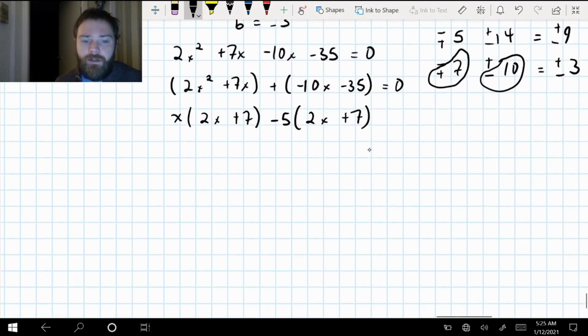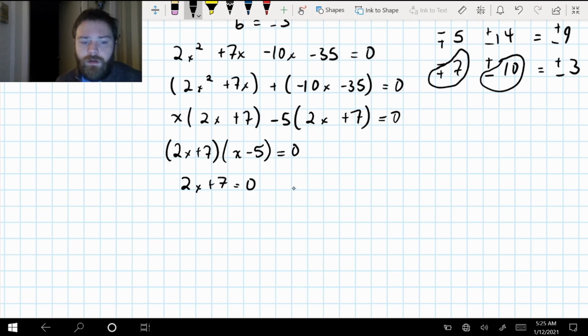What's nice about this is that 2x plus 7 factors out to the front. And then in the next parentheses, I write x minus 5 equals 0. Then I set each factor equal to 0. So I take 2x plus 7 and set it equal to 0, or x minus 5 equal to 0. And remember, we have to think about which one works in the context of our problem.